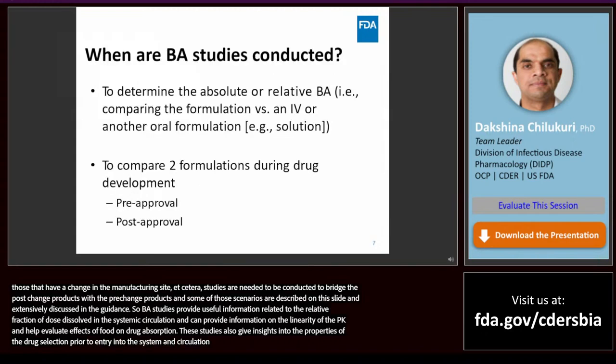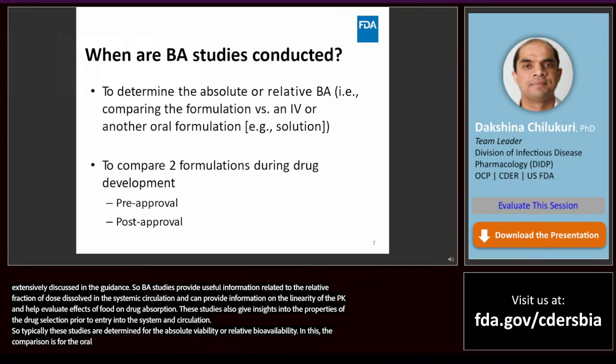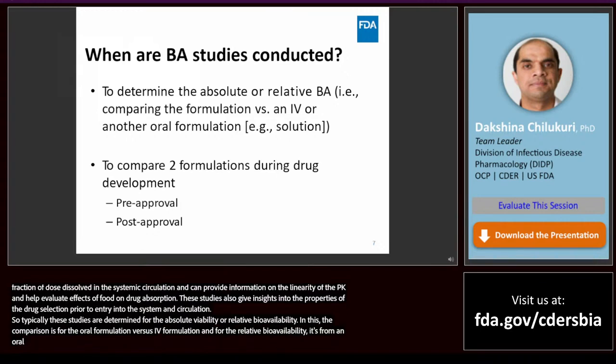So typically BA studies are conducted to either determine the absolute bioavailability or relative bioavailability. In the case of absolute bioavailability, the comparison is for an oral formulation versus an IV formulation, and for relative bioavailability, the comparison is between an oral formulation versus a different oral formulation.